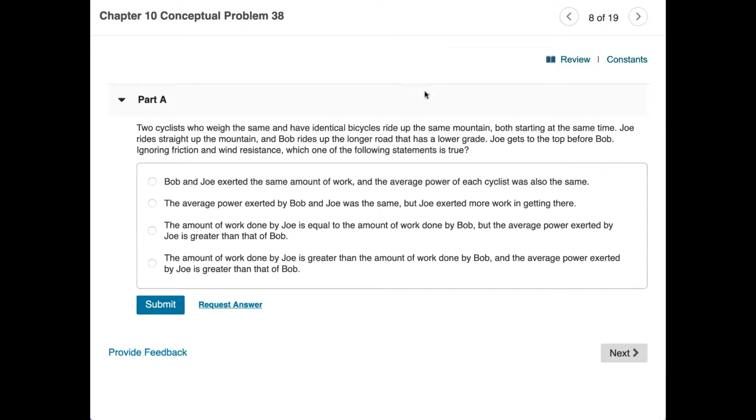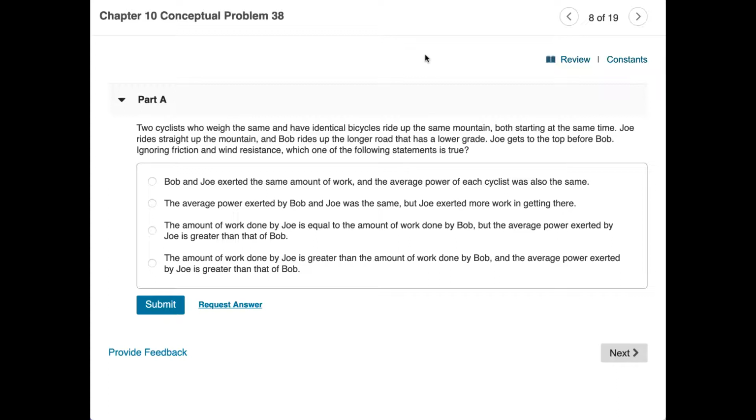Two cyclists weigh the same and have identical bicycles. They ride up the same mountain, both starting at the same time. Joe rides straight up the mountain. Bob rides up a longer road that has a lower grade. Joe gets to the top before Bob. Ignoring friction and wind resistance, which one of the statements is true? This time I'm going to read through all the statements.